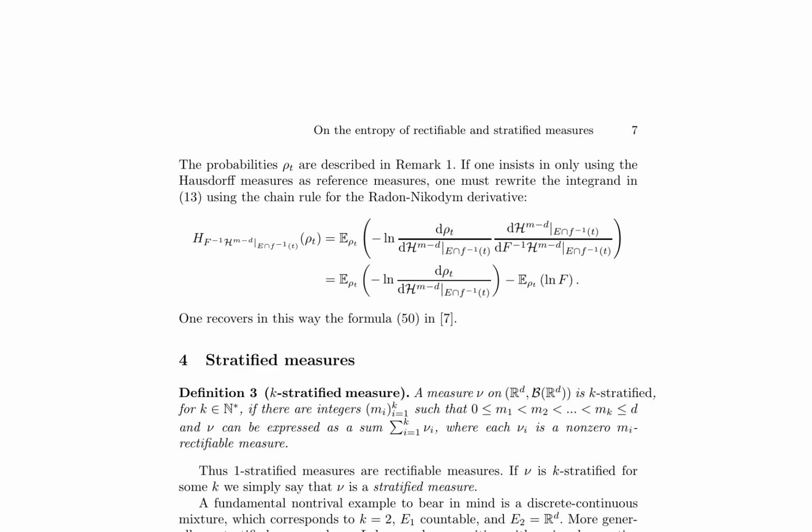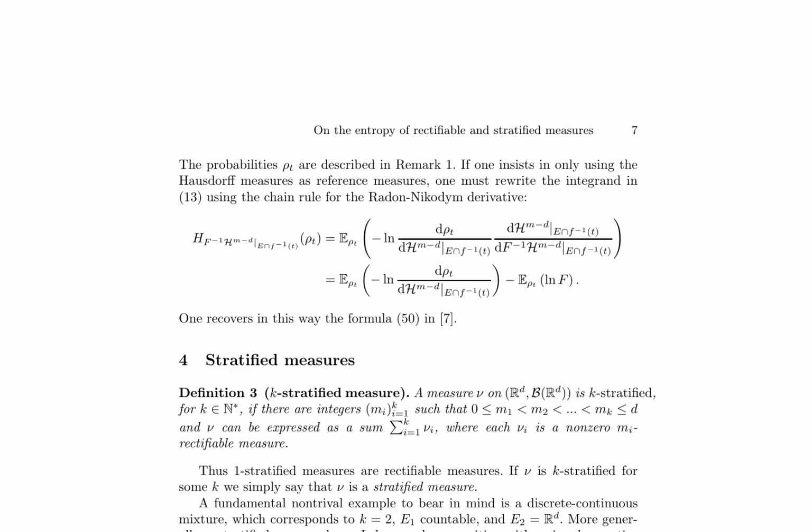The authors delve into the entropy of rectifiable and stratified measures, reformulating the integrand in equation 13, using the chain rule for the Radon-Nikodym derivative, which recovers formula 50 in reference 7. A k-stratified measure is defined as a measure nu that can be expressed as a sum of k-rectifiable measures, each with a different dimension. A fundamental example is a discrete-continuous mixture, corresponding to k equals 2.